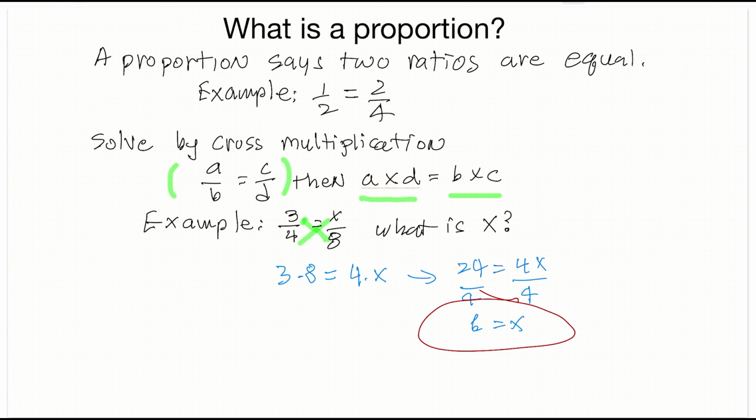So if we've got a ratio of 3 to 4, and we change it to X over 8, what is X? X turns out to be 6, and 6 divided by 8 is the same fraction as 3 divided by 4. So that checks.